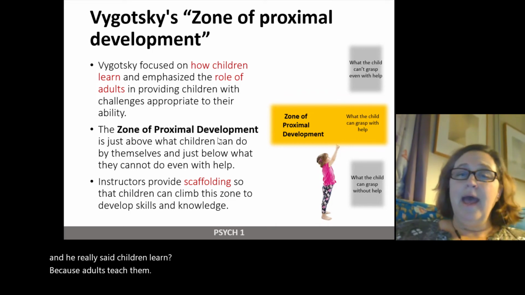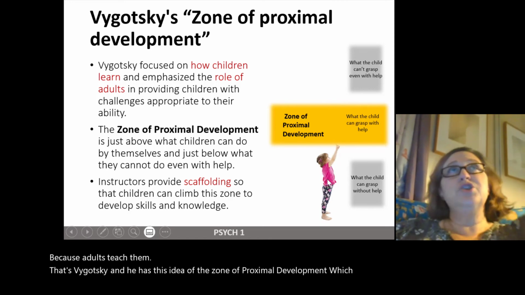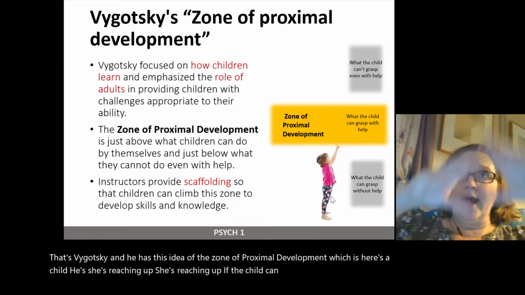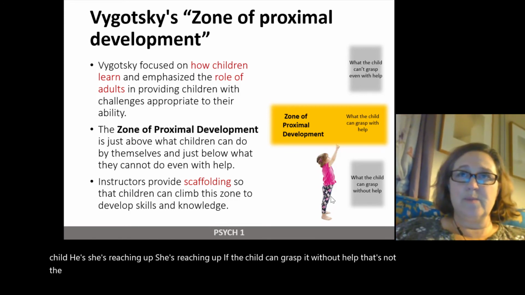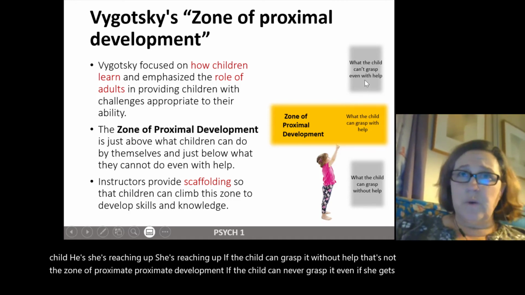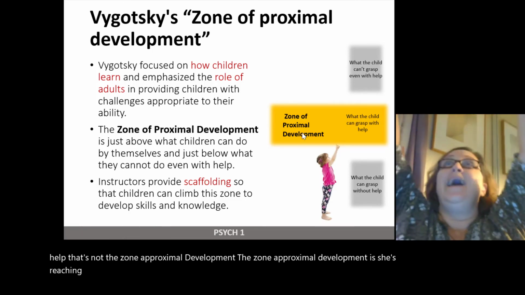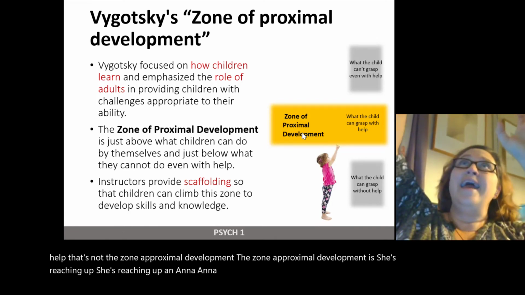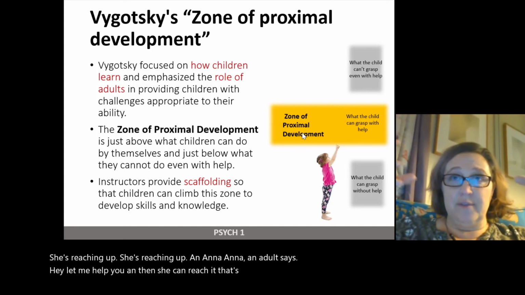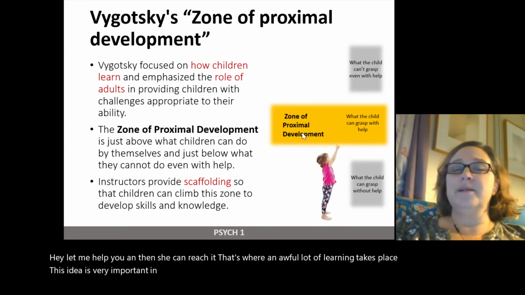That's Vygotsky. And he has this idea of the zone of proximal development, which is, here's a child, she's reaching up. If the child can grasp it without help, that's not the zone of proximal development. If the child can never grasp it, even if she gets help, that's not the zone of proximal development. The zone of proximal development is if she's reaching up, and an adult says, "Hey, let me help you," and then she can reach it. That's where an awful lot of learning takes place. This idea is very important in education. That's all I'm going to say about that.